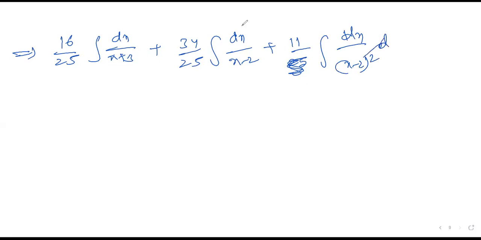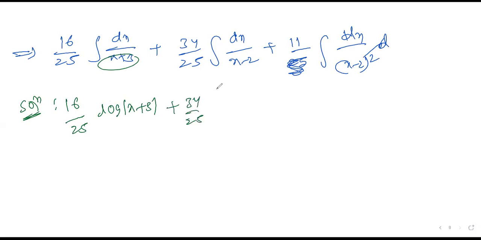Okay, this is clear. Now find out the solution. How to make it the solution? 16 by 25 log of x plus 3, plus 34 by 25 log of x minus 2, because we don't want an extension for every question. Let x minus 2 equal to t, then dt by t is log t. So 11 by 5. If you take this as t, then dt by t square will come. So t power minus 2 dt. As already told you, it is minus 1, t inverse. So it's nothing but minus 1 by t will come.